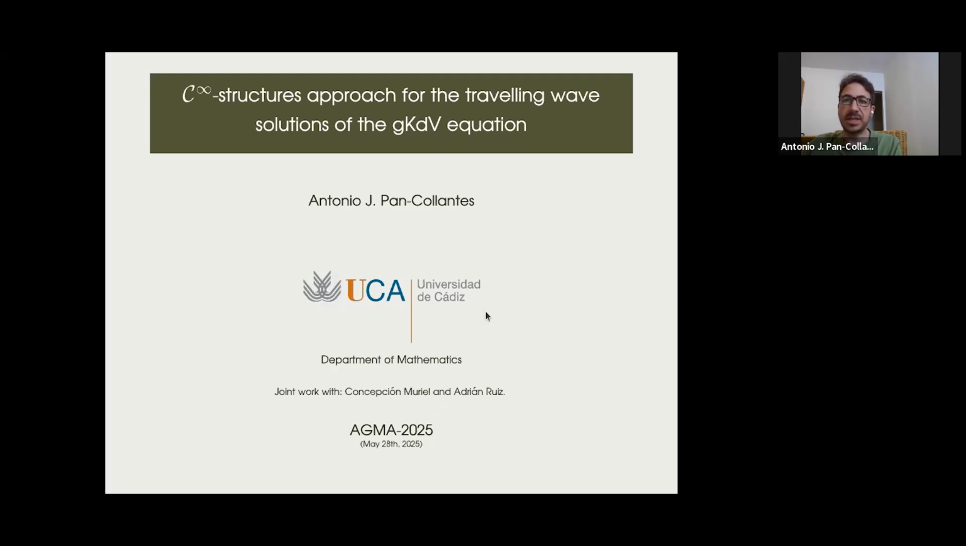As the title indicates, in this work I will present a geometric approach to finding traveling wave solutions of the generalized Korteweg-de Vries equation, or gKdV equation for short.